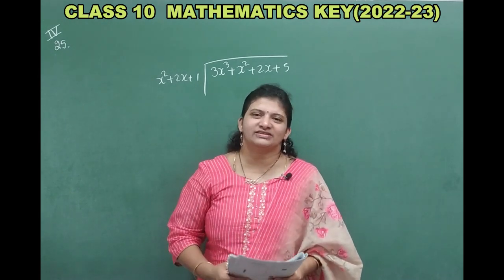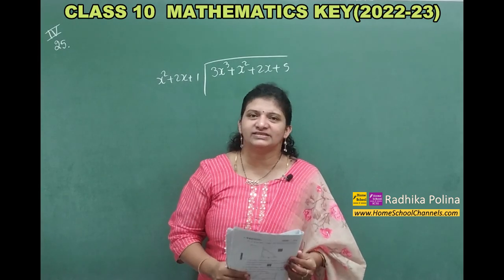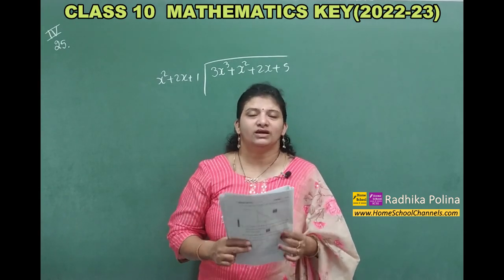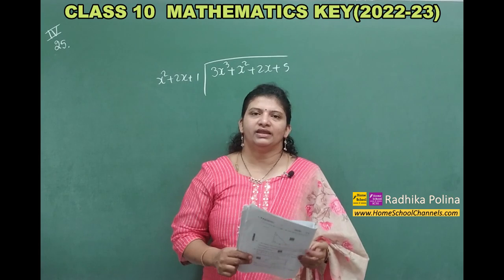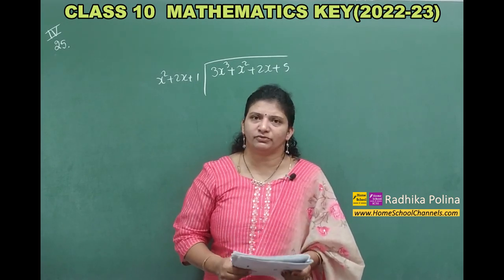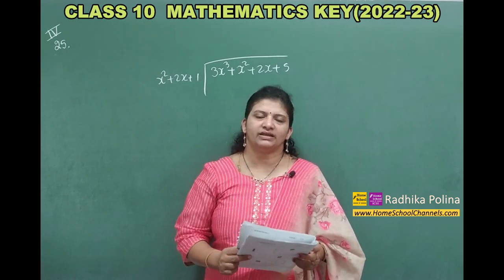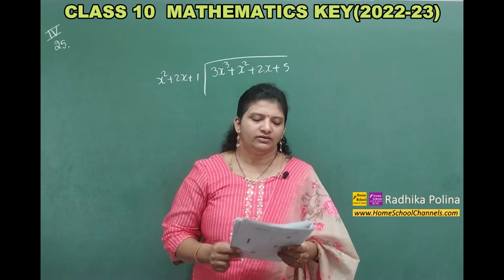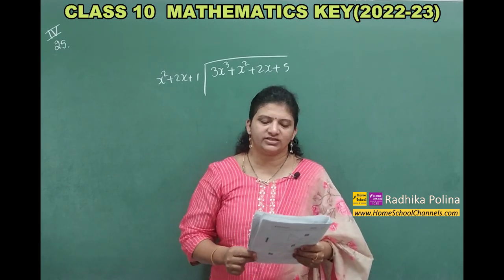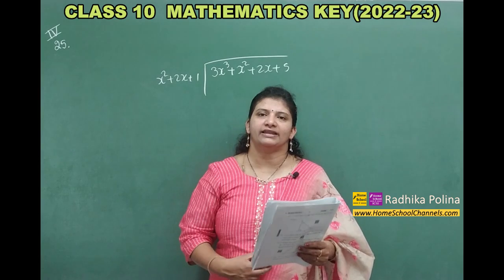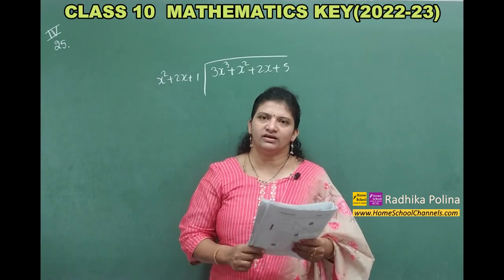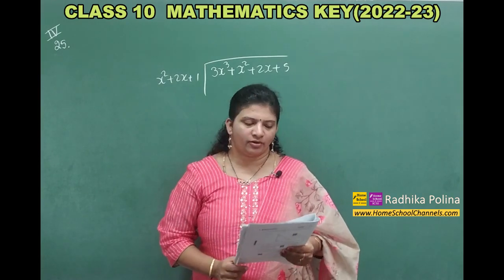Today we are going to discuss part 2 of your KSEAB board mathematics question paper key. In the first part I have completed up to 3 mains, and in this part I am going to continue with the fourth main. Fourth main, answer the following questions. You will be having 9 questions, each carries 3 marks. 9 3s are 27.